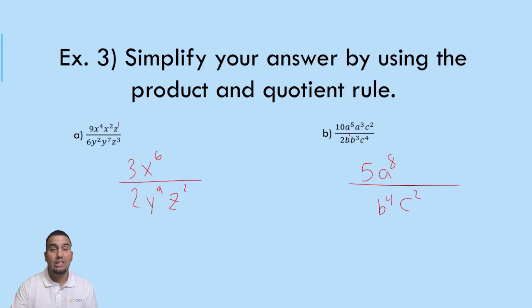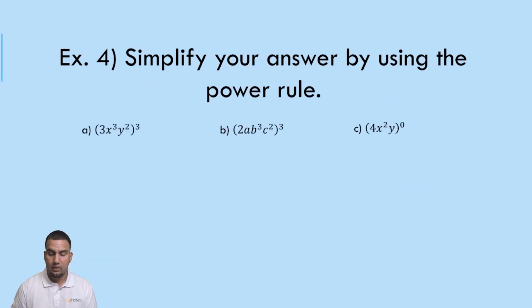Okay? They get trickier, but if you stay organized, you have a better success of getting these right. Hopefully you did. So now we move on to example 4. Now in example 4, we're going to be finally using the power rule. The power rule is whenever you have an exponent to an exponent. The hardest part about this is what happens when you have a number and then variables. Well, remember what we said, we treat numbers individually than variables.